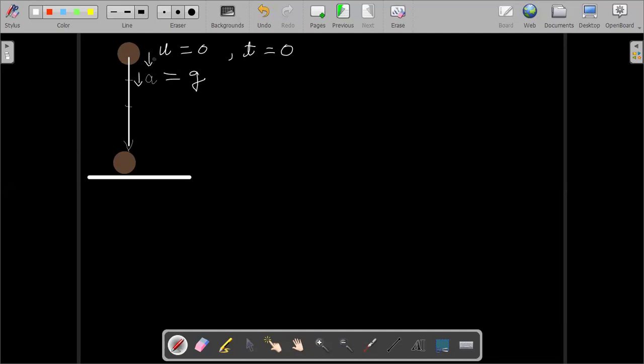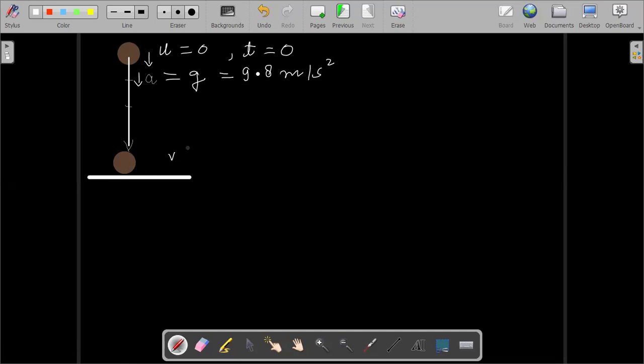The value of g is generally taken as 9.8 meter per second square, and if stated anywhere, we also take it as 10 meter per second square. Now the moment when the ball strikes the ground, the velocity with which it strikes the ground we call the final velocity. So this is our final velocity v with which it strikes the ground.